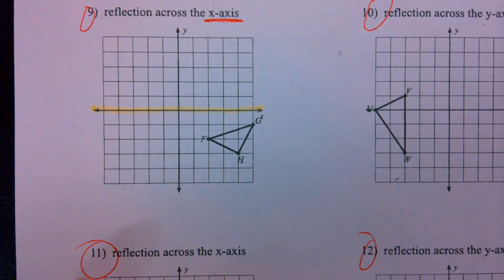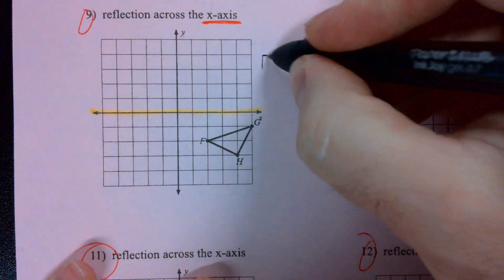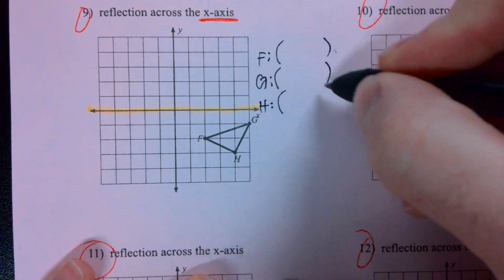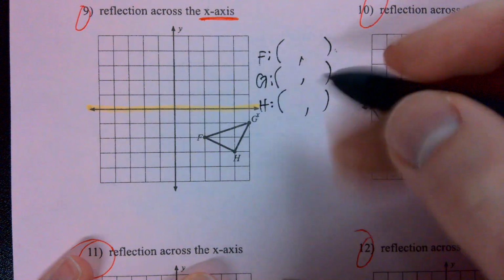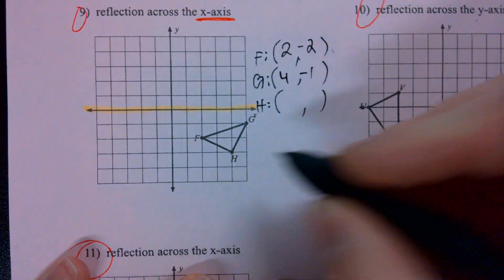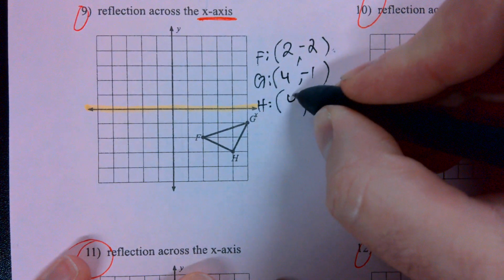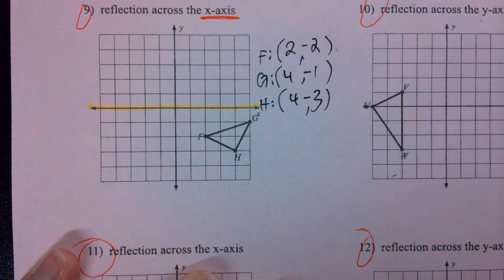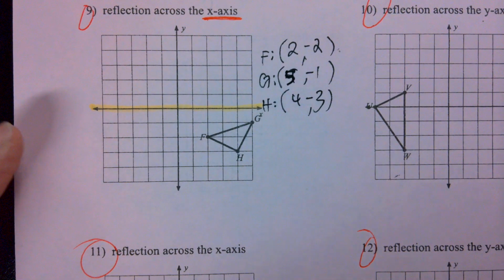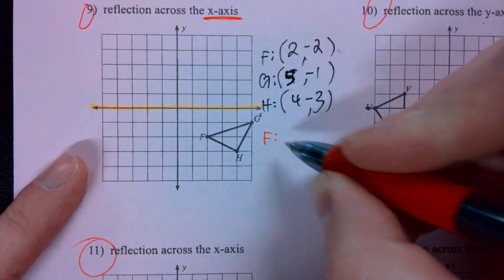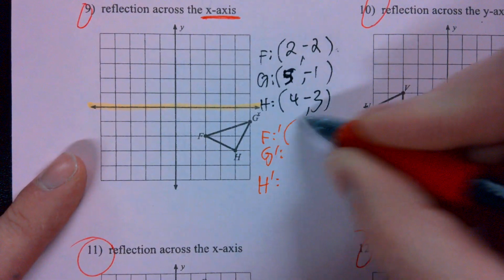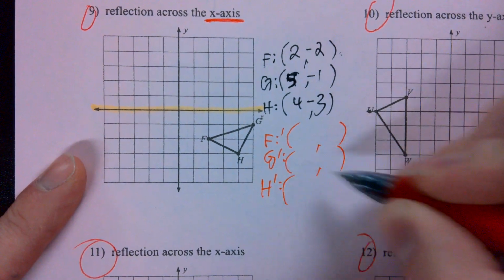I've got my points F, G, and H. F is at 2, -2. G is at 4, -1. And H is at 4, -3. I'm sorry, G is at 5, -1. We're going to flip that up. Find the F prime coordinates, the G prime coordinates, and the H prime coordinates.